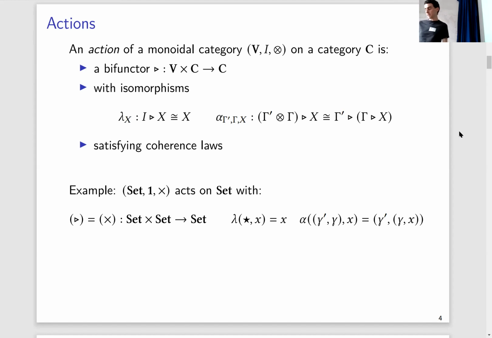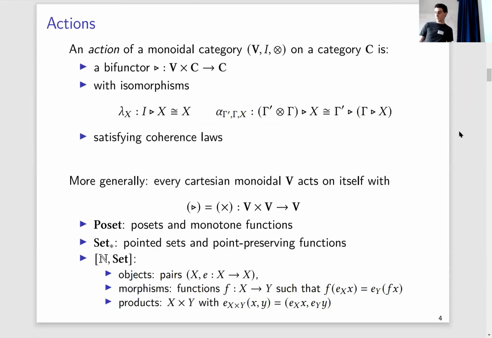The easiest example is sets. Any other Cartesian category will give us an example. So we could use posets instead. We could use pointed sets and point preserving functions. And also this other example, the category N comma Set, where objects are pairs of a set and an endofunction on that set, and morphisms are just functions that preserve the endofunctions. This category just has products, where we take the products of sets and do it component-wise.